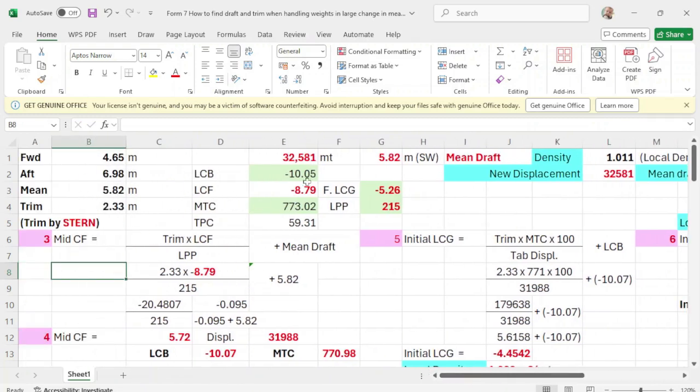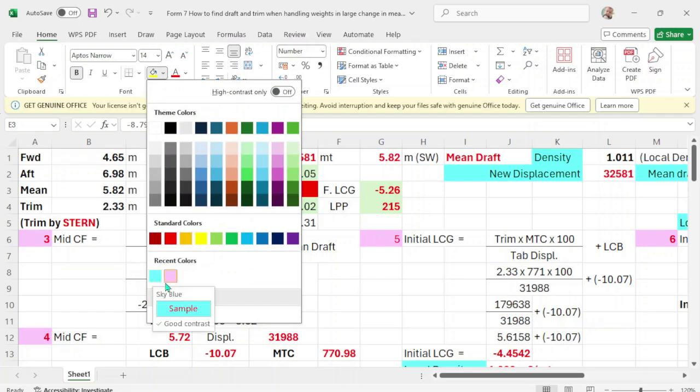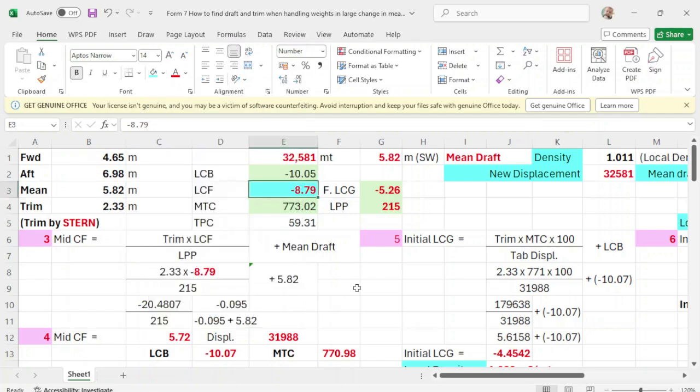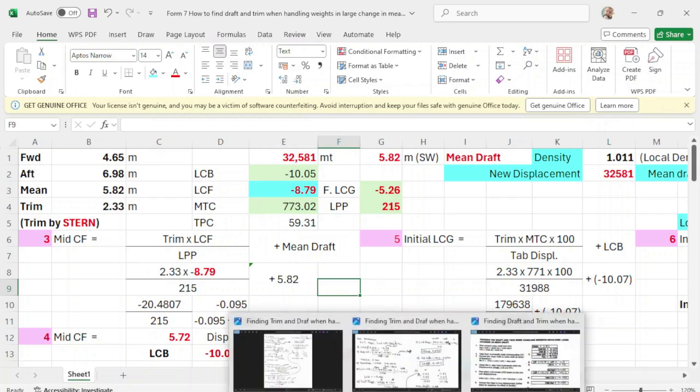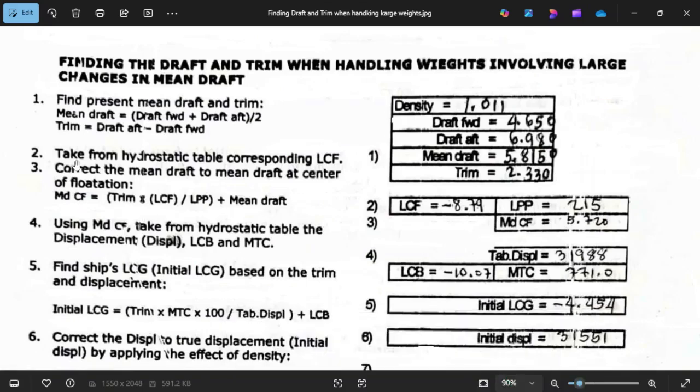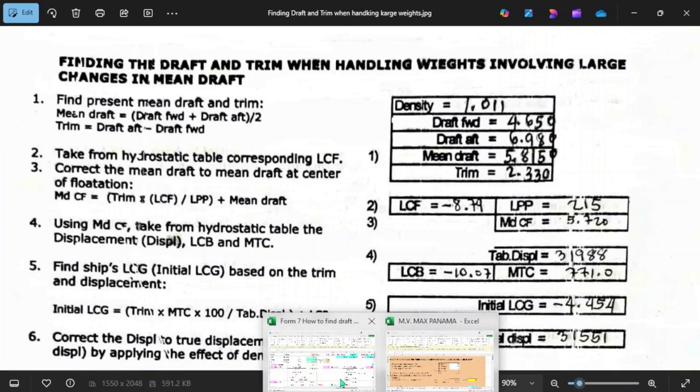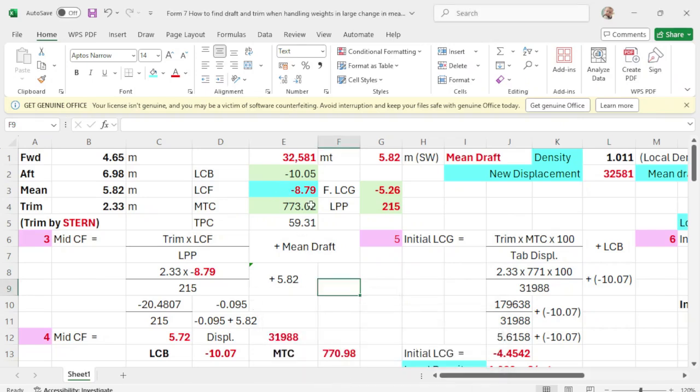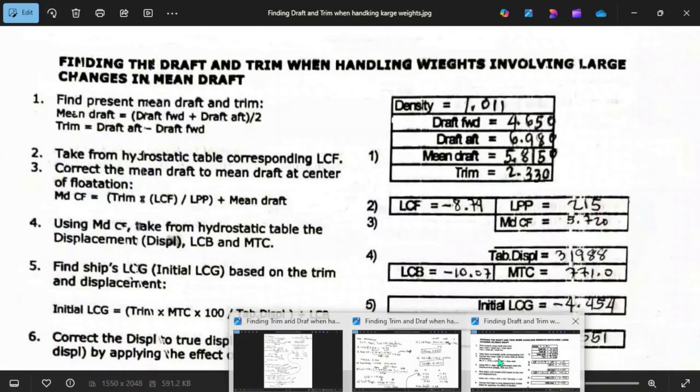But what we're going to concern is only this one, LCF, which is in number two. Take from the hydrostatic table the corresponding LCF. So the LCF is negative 8.79. Okay, this is what we're concerned with. That is number two.